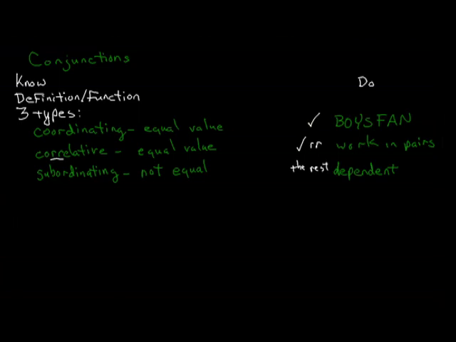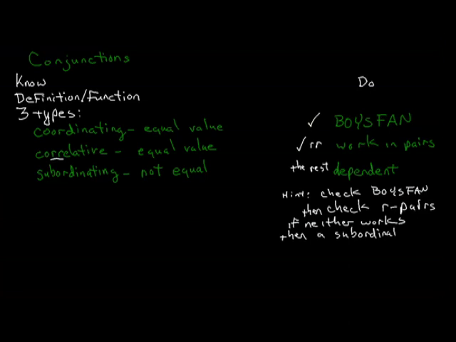So when we're trying to figure it out, for whatever reason, whether your teacher is asking you to, or you need to make sure you've correctly punctuated something, or that you have the correct relationship, we check BOYSFAN and check our pairs. If neither works, a subordinate is there. So this is a hint in helping you identify the types of conjunction. Check BOYSFAN, then check our pairs. If neither works, a subordinate is there. And that way you can more quickly and accurately identify the types of conjunctions.